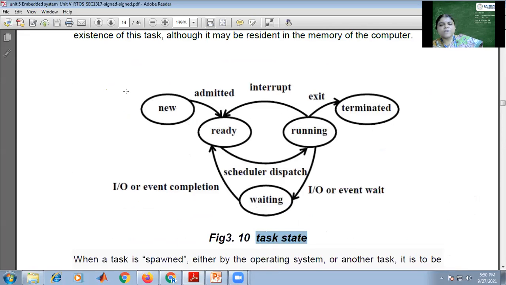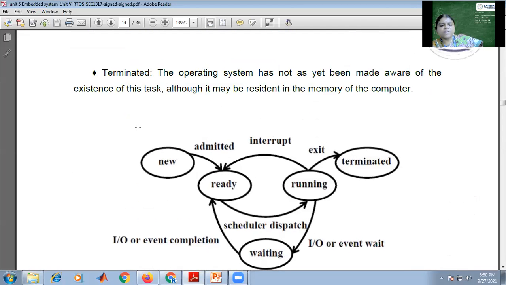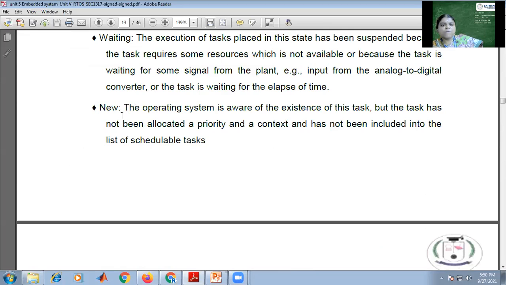What is given inside the oval round is the name of the different states. So when I call the task as being in the state called new, the operating system is aware of the existence of this task, but the task is not allocated any priority level, and its content is also not included in the list of schedulable tasks. You understood?